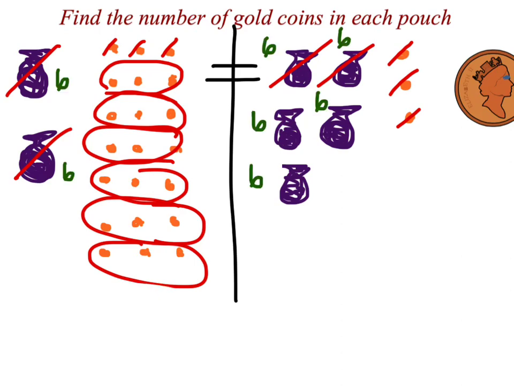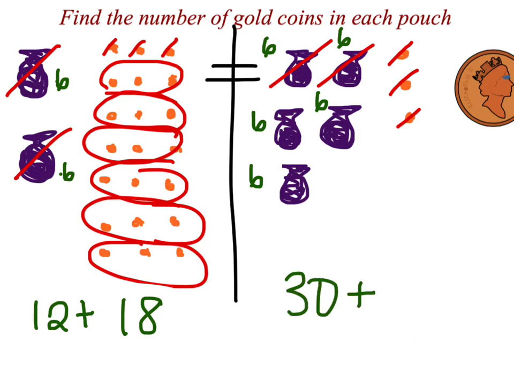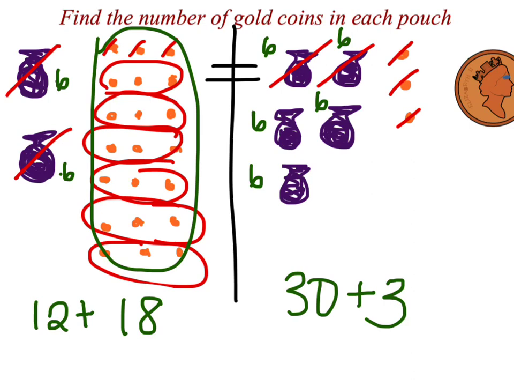I'm going to check my answers by replacing each pouch with 6 coins. So on the left side I would have 6, 6, and then my original, which is 12, and then my original 18. On the right side I would have 6, 6, 6, 6, 6, so I would have 30 plus my original 3. I just noticed I made a mistake. There are not 18 original coins on the left side. There are 21 original coins on the right side. So now when I add up both sides, I have 33 coins on my left, and that equals the 33 coins on my right.